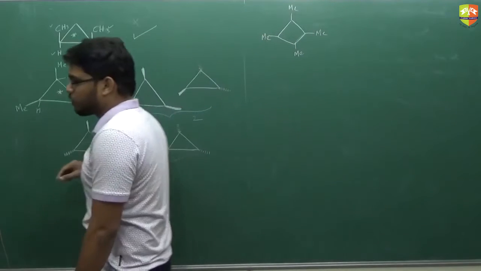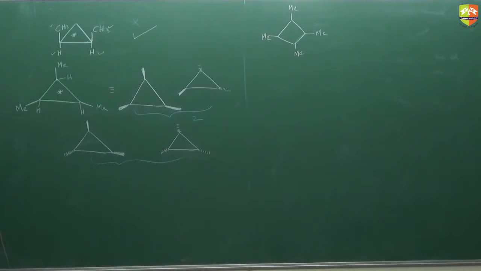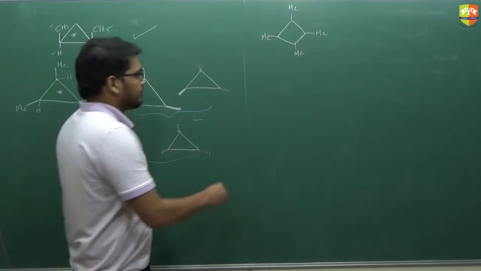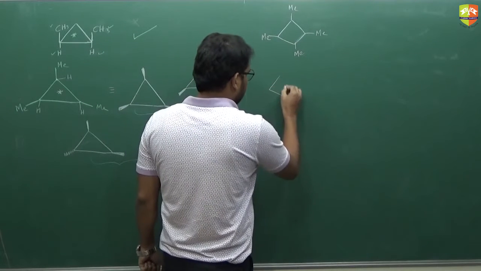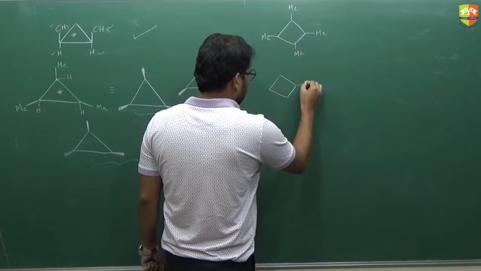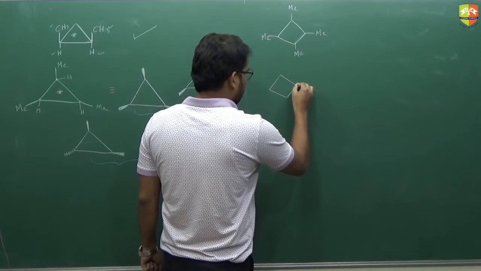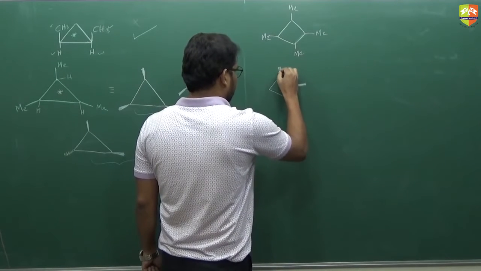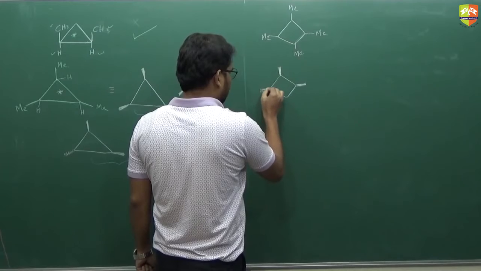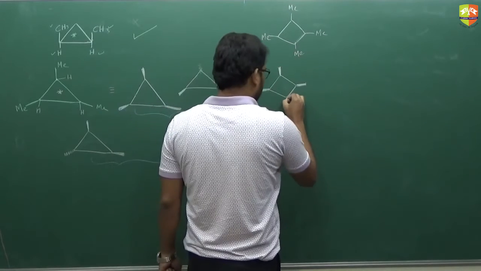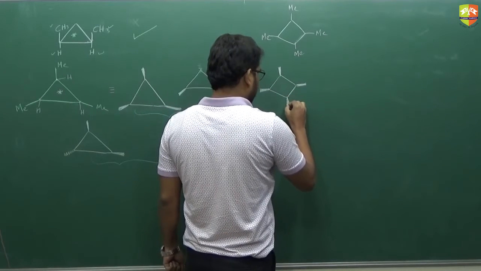How many GI possible? So it should be three. Only three. Four coming out, three. Two coming out. All coming out.